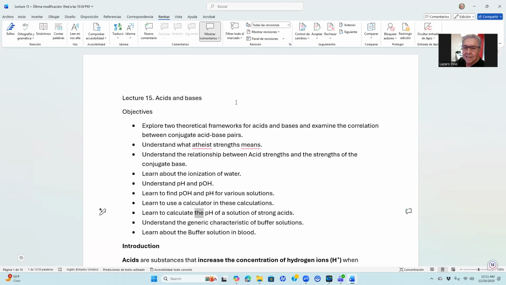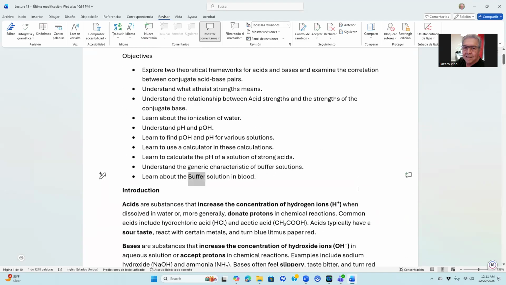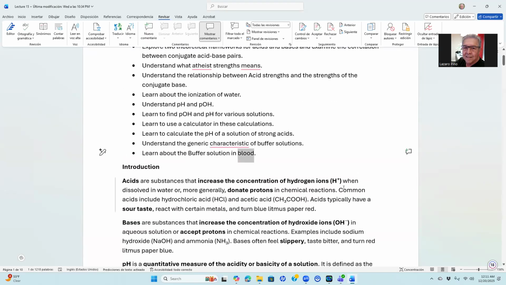Learn to calculate the pH of a solution of strong acids. Understand the general characteristics of buffer solutions. Learn about the buffer solution in blood.